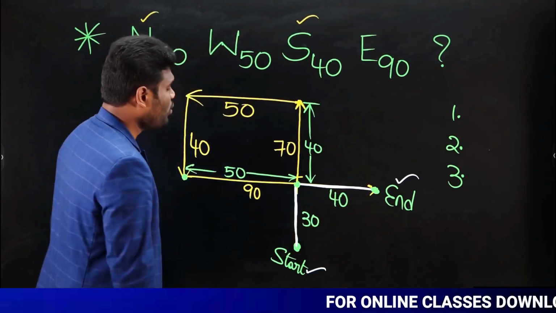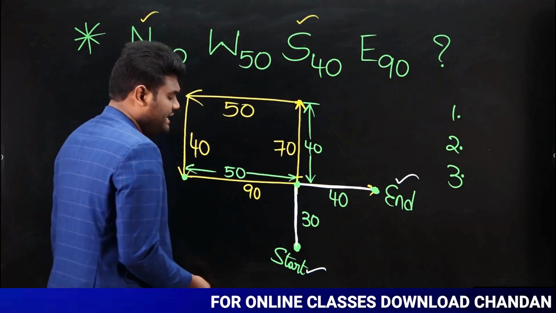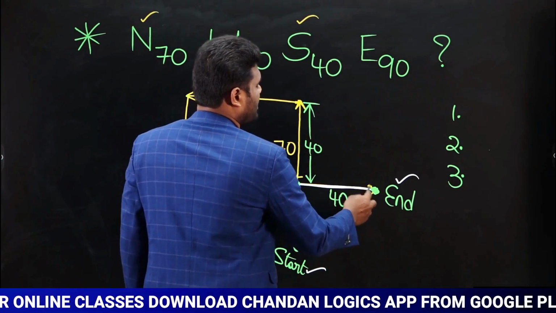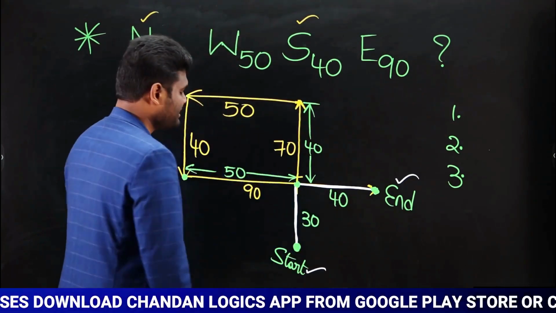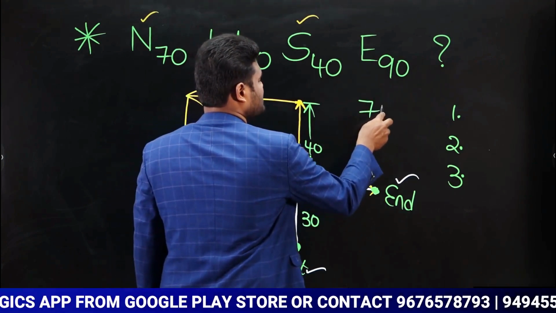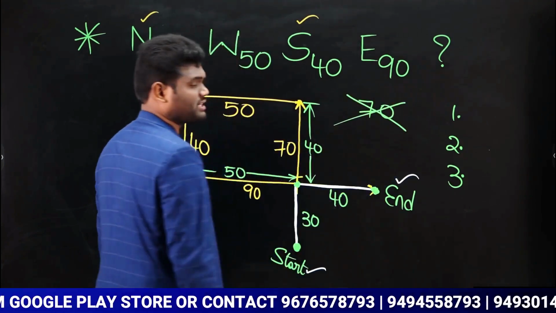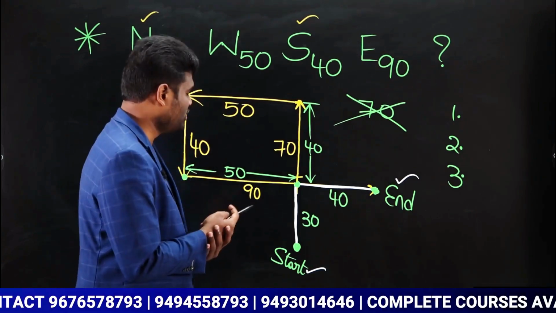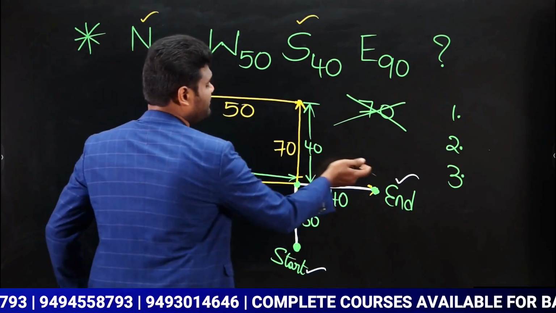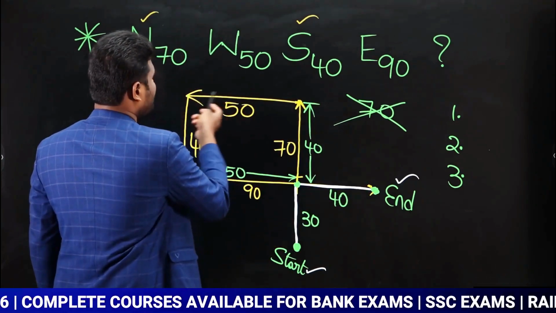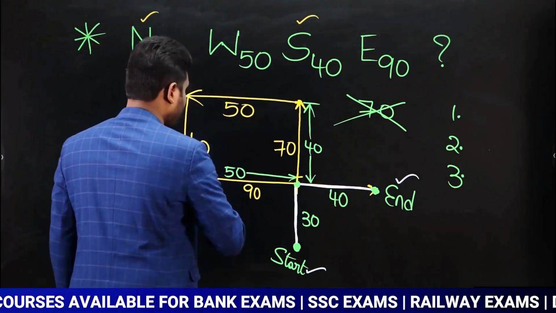Is it clear? Now, when I ask the question, distance between starting point and ending point, what many of the guys will do? They will say the answer as 30 plus 40, they will say the answer is 70. But 70 is the wrong answer. Yes or no? 70 is not your answer. And some of the guys, when they are asked distance between starting point and ending point, will add all of this, saying 70 plus 50 plus 40 plus 90.